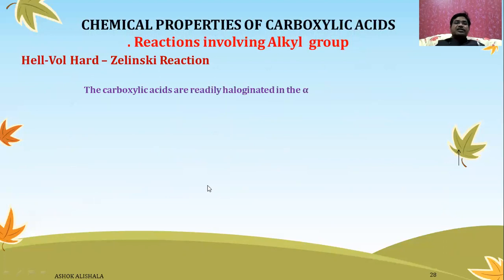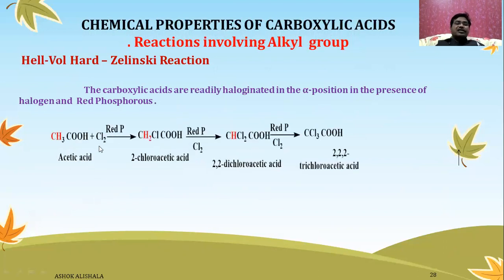What is this Hell-Volhard-Zelinsky reaction? Carboxylic acids are readily halogenated in the alpha position in the presence of halogen and red phosphorus. See, this is the case. Acetic acid, when treated with chlorine in the presence of red phosphorus, first gives monochloroacetic acid, that is, 2-chloroacetic acid. Then there are 2 more hydrogens at the alpha position, and one more chlorine is substituted, and you will get 2,2-dichloroacetic acid. And here one more hydrogen is there, it is finally substituted, and we'll get 2,2,2-trichloroacetic acid.